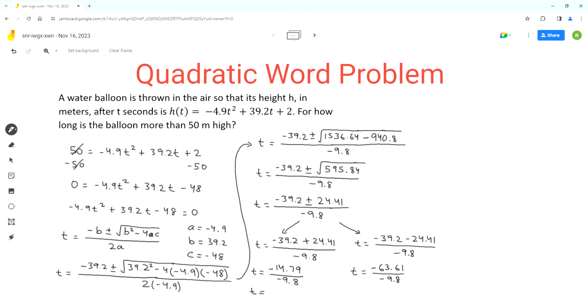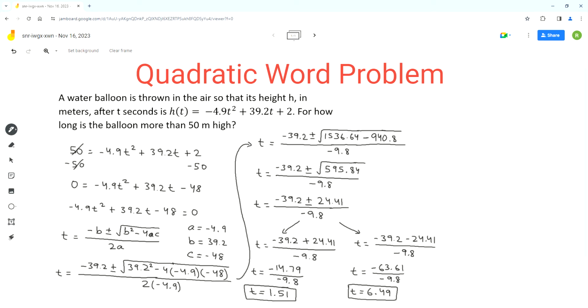So negative 14.79 divided by negative 9.8. I got 1.51. I'm rounding the answer to 2 decimal places. We'll do the same thing for the other fraction. Negative 63.61 divided by negative 9.8. I got 6.49. So these are the two times at which the height of the ball is 50 meters.